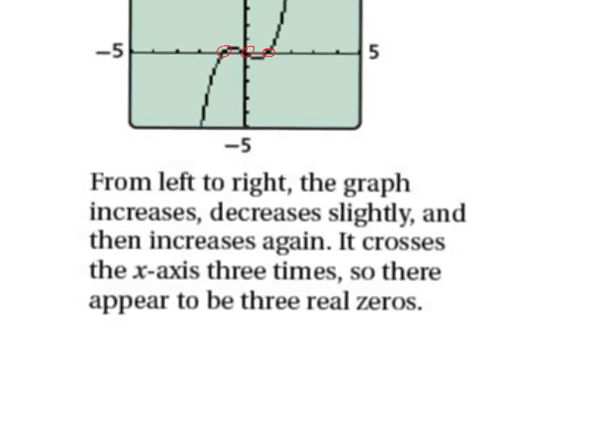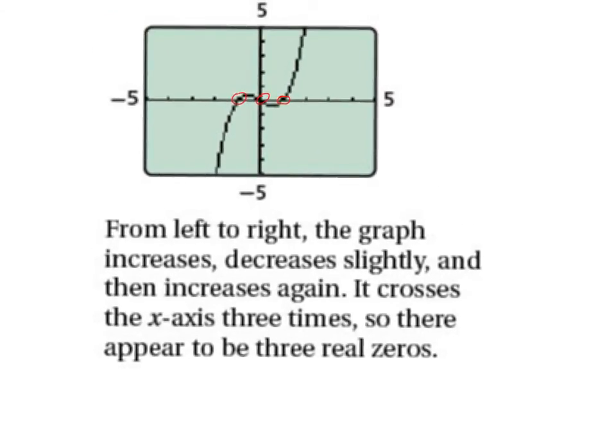To describe the graph, from left to right, the graph increases, decreases slightly, and then increases again. It crosses the x-axis 3 times, so there appear to be 3 real zeros. That is the description of the graph. You go from left to right. Here it is from left to right. From left to right, the graph is increasing here, then it decreases again slightly, and then it's increasing after that point, just as it appears here.